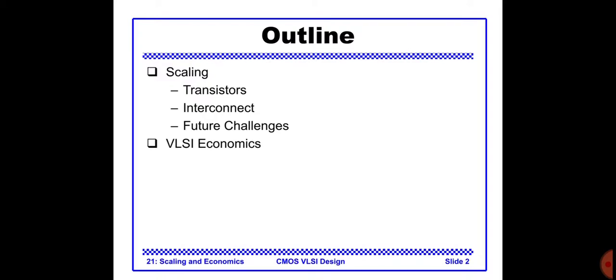The outline of VLSI design: the first one is scaling. The scaling is based on transistors, interconnect, future challenges, and VLSI economics.